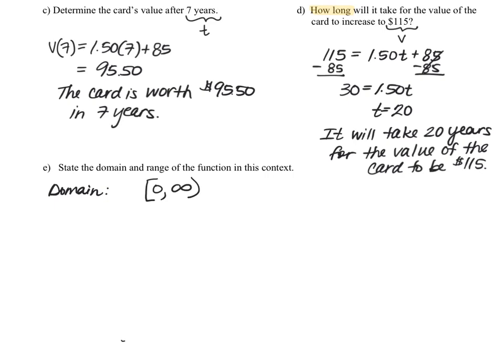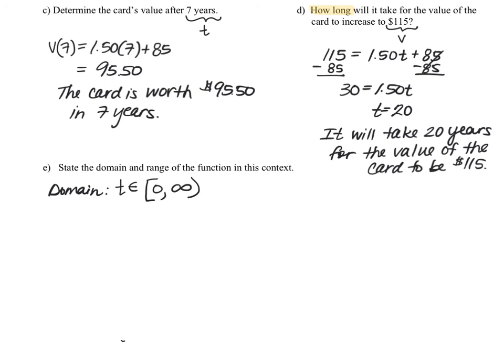And you can leave your answer like this, bracket 0 to infinity, or if you want to go ahead and use the more advanced mathematical notation, you can say time is an element of this interval. And that element symbol kind of looks like a capital E, but it's curved. That's your element symbol. So time could be an element of the interval from 0 to infinity.